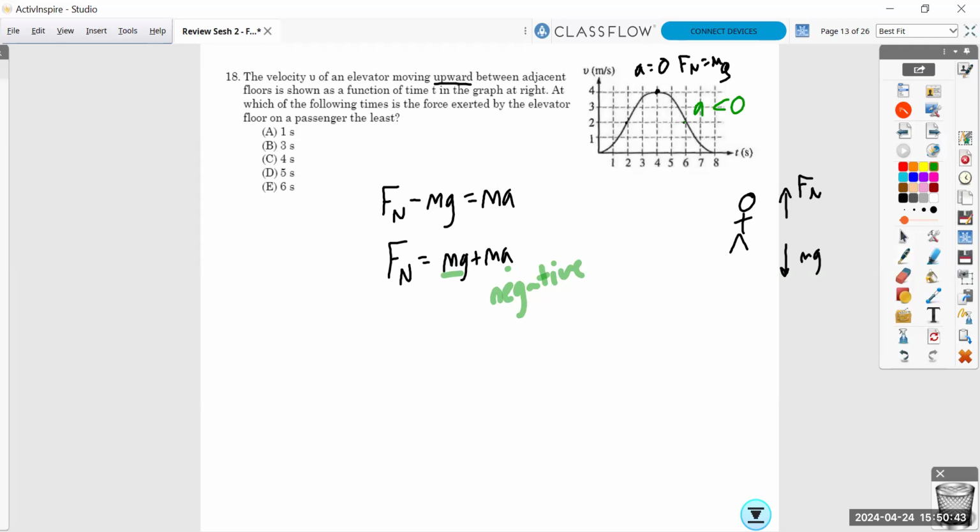My normal force is not going to be negative though. What would happen if I had an acceleration of negative g, as in I'm accelerating downward at a rate g? What would my normal force be? What if I plug in negative g? Zero. That's the case where you're not really on an elevator; the trap door has opened up and now you're just falling. There's no normal force because you're not touching anything.